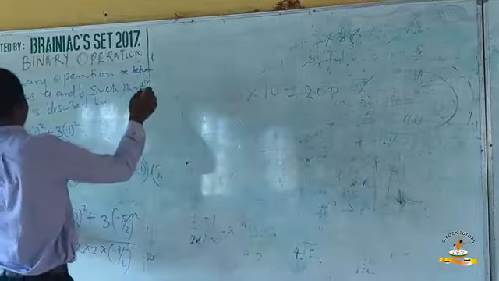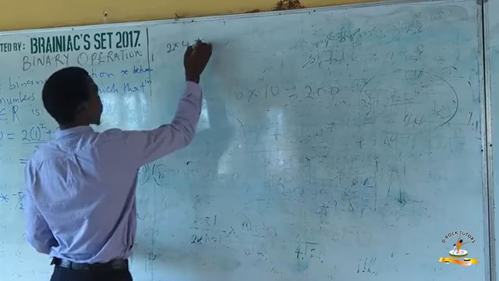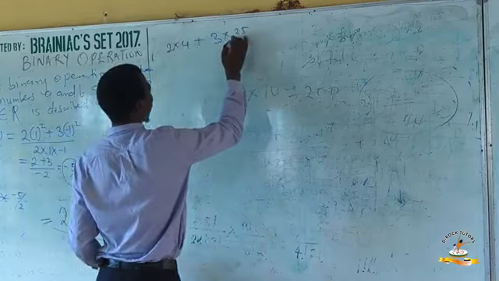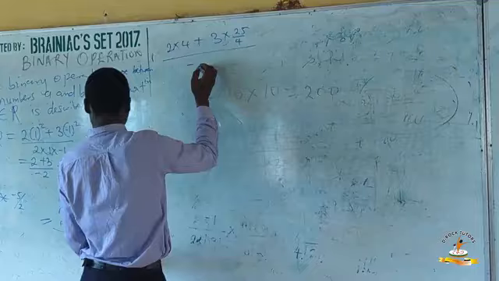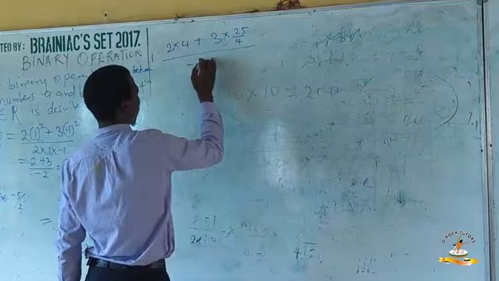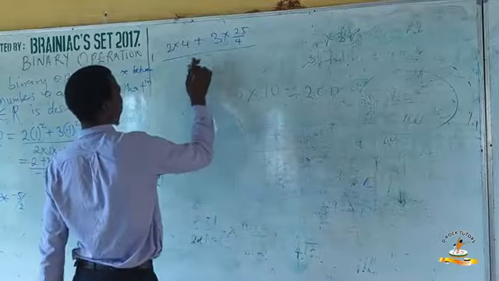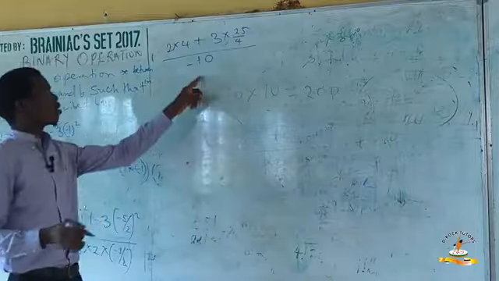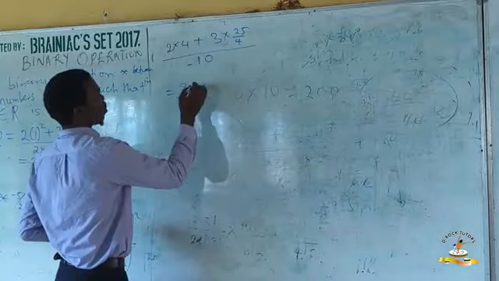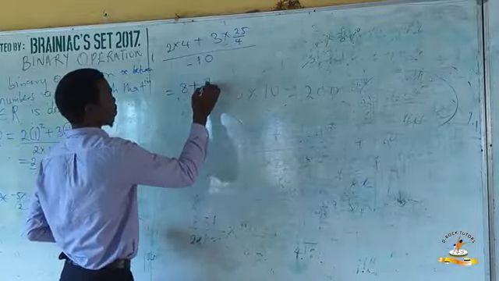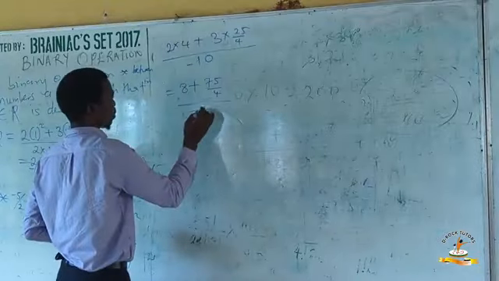And that's going to be 2 times 4 plus 3 times 25 all over 4, all divided by minus 20 all over 2, or just minus 10. Minus 10. Then let's look at this. This is going to be 8 plus 75 all over 4, all over minus 10.